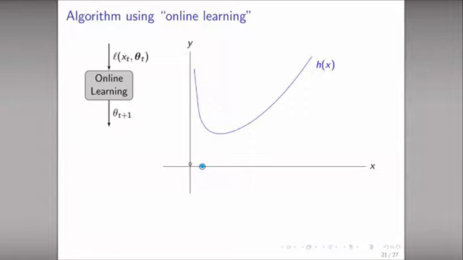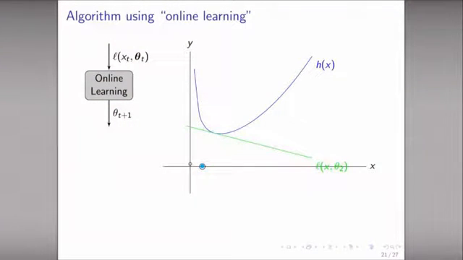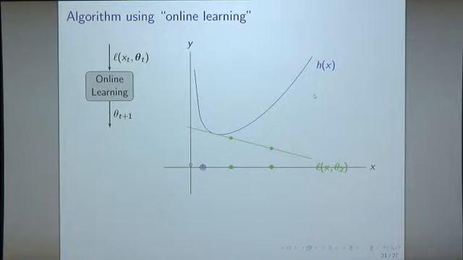I'm going to use this online learning as a black box. I'm going to feed what happened, essentially this xt, to that, and that is going to spit out the next slope. And I'm going to use that slope now. So it spit out this slope, and now when I get these two points, I'm going to pick this one. And I repeat.